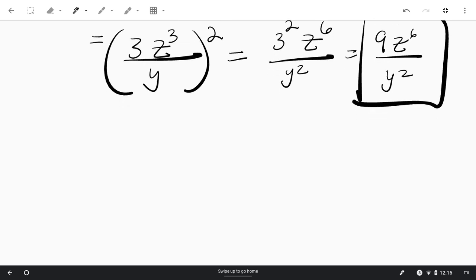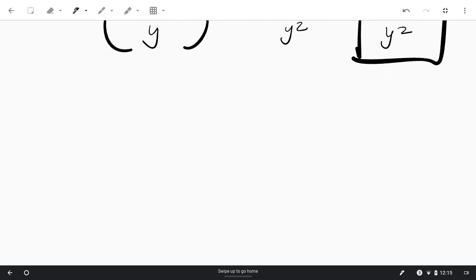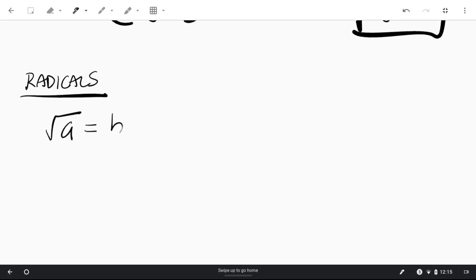If you get something like 5 to the 7th power, you can just leave it. Okay, so that's pretty much it for exponents. So we're going to do radicals now. Okay, so that's like square roots and cube roots.